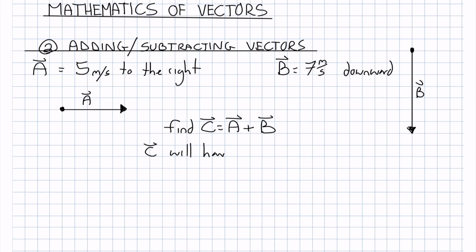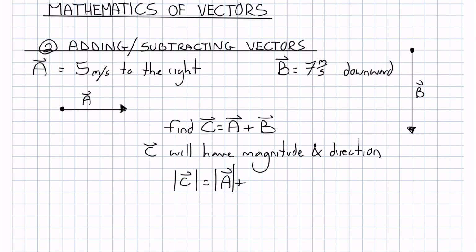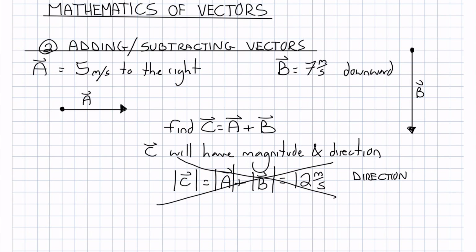But one thing we have to keep in mind is C will have a magnitude and a direction. Now, most of us, from the time we were in elementary school, learned to add things together by, well, adding them together. So you might think on first glance that, hey, we'll just add the magnitudes of these two vectors together, and thus we'll get a magnitude for C of 12 meters per second. However, this would be incorrect. The directions of A and B matter, and when you're adding two vector quantities together, direction will play a huge role, as we'll see coming up.